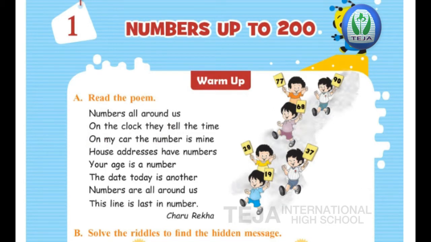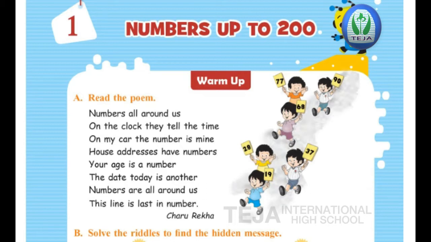Numbers all around us. On the clock, they tell the time. On my car, the number is mine. House addresses have numbers. Your age is a number. The day today is another. Numbers are all around us. This line is the last in number.